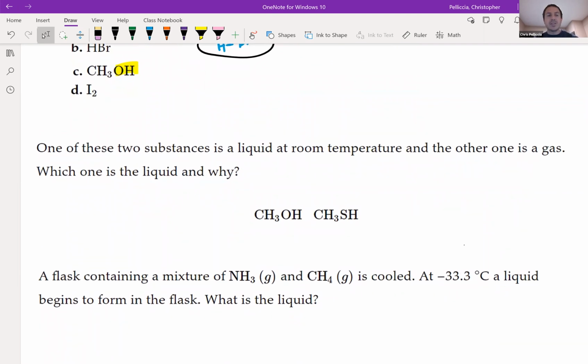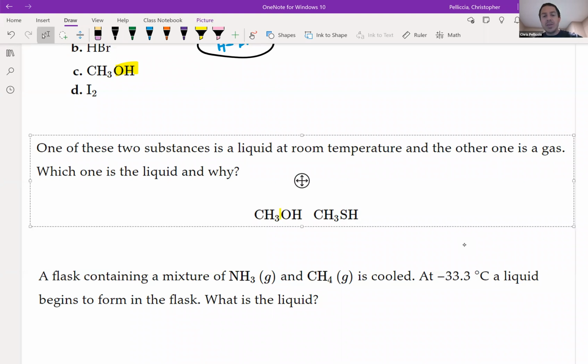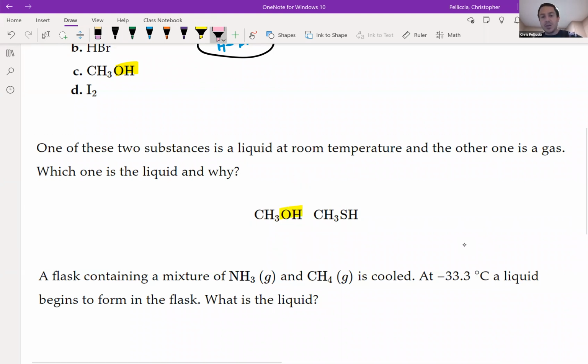Our next question says, one of these two substances is a liquid at room temperature. The other one is a gas. Which one is a liquid and why? If we look at the parts that are different on these molecules, methanol, as we talked about before, does hydrogen bonding. That hydrogen is bonded to a highly electronegative oxygen.